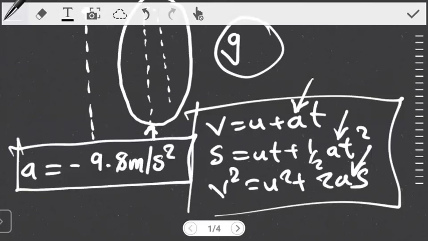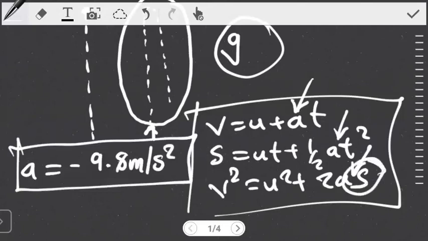Now, one other thing that I just want to point out in these equations, of course, v is the final velocity, u is the initial velocity, t is the time taken, and then s here is the displacement. Sometimes we use it as a distance, but of course, in most cases, we use it as a displacement.